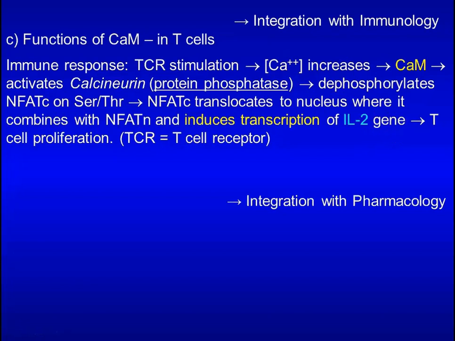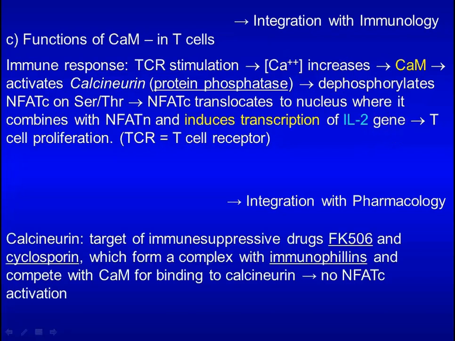Here is integration with pharmacology. Calcineurin is a target of immunosuppressive drugs FK506 and cyclosporin. These drugs form a complex with immunophilins. These proteins compete with calmodulin for binding to calcineurin. As a result, there will be no NFAT-C activation and interleukin-2 induction. This provides a mechanism for immunosuppressive effects of these drugs.